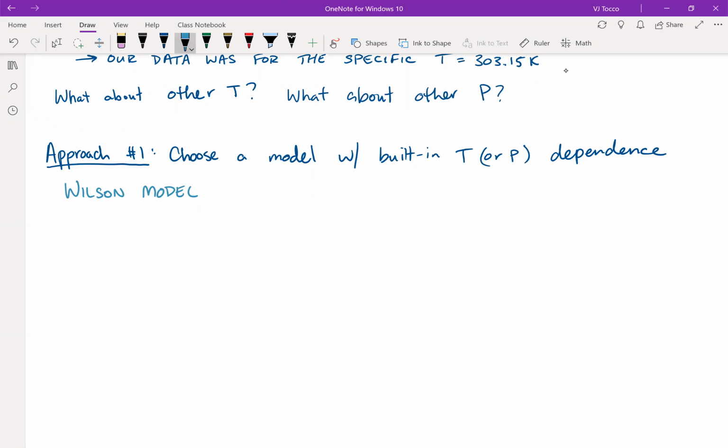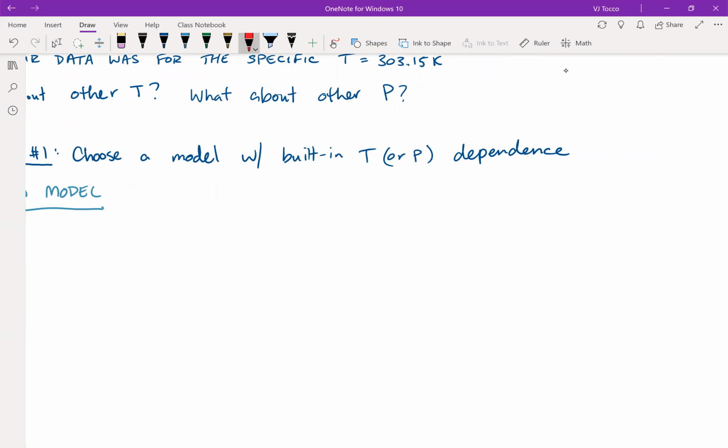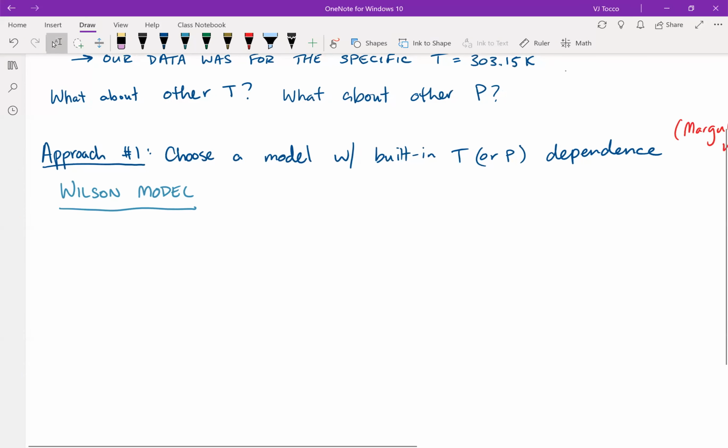And so this would be in lieu of the Margules. Margules does not have this temperature and pressure dependence, so I'm going to put that in parentheses. Margules does not. So we have to choose a completely different model. I said that there are many different models for these activity coefficients. I mentioned the Wilson is the third one that we'll talk about, in addition to the one parameter and the two parameter Margules. So the Wilson model goes like this.